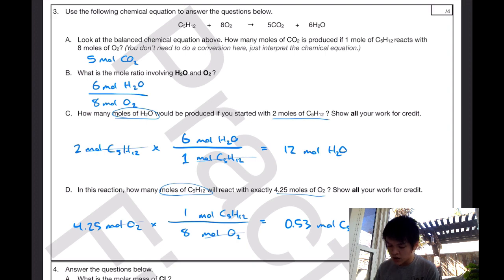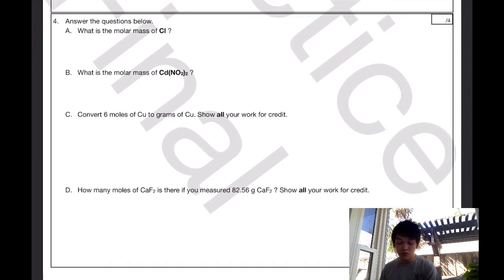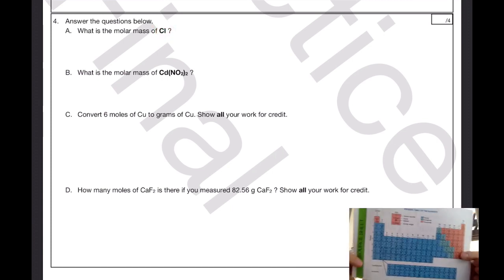The very last one, number 4, is dealing with mole-to-mass conversions, or molar mass. So answer the questions below. Letter A is asking, what is the molar mass of Cl? Molar mass is very easy. For molar mass, you just look at the periodic table. We're trying to look for chlorine. Where is chlorine?